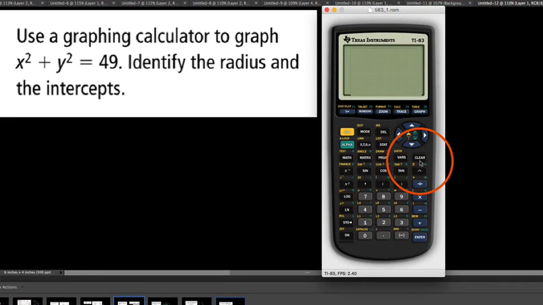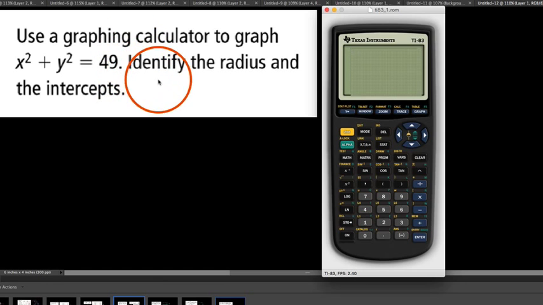In this video we're going to look at a situation in which we can use square roots to help us interpret a non-function as a graph on a graphing calculator. So let's take a look at this example in which we have x squared plus y squared equals 49, and basically what we want to do is graph this on a graphing calculator.